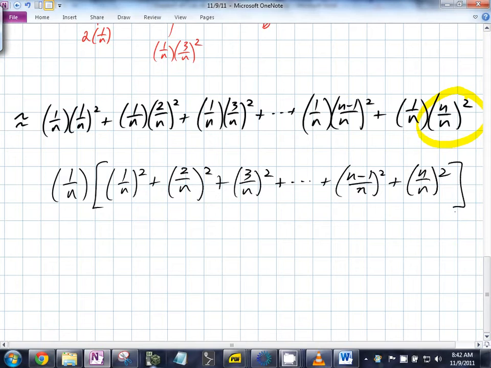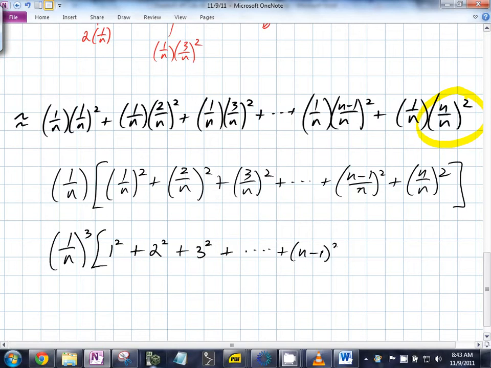What can I further factor out of each of these? You can't factor out a squared. What's in each of these terms? 1 over n squared is in each of them, because that's 1 squared over n squared, 2 squared over n squared, 3 squared over n squared, right? So what does this become? 1 over n to the what power? Cubed times what? 1 squared plus 2 squared plus, and so on, plus n minus 1 squared plus n squared.